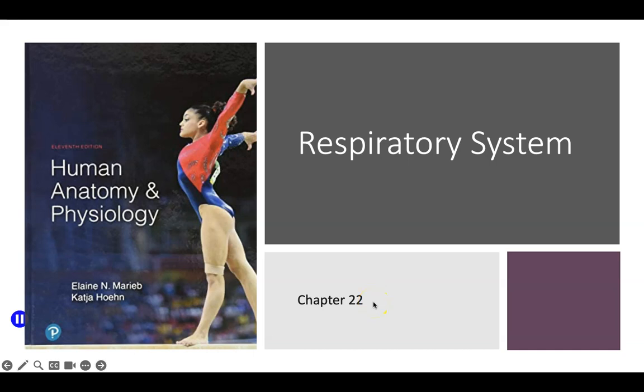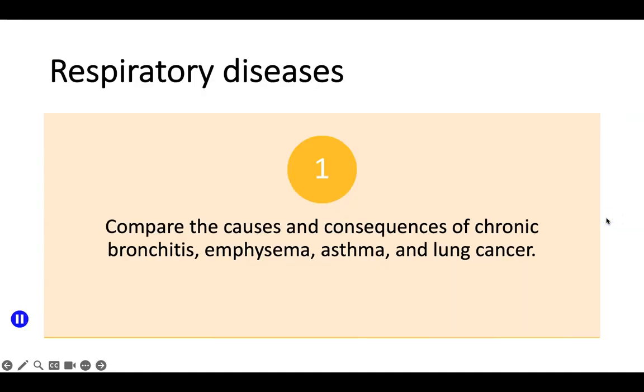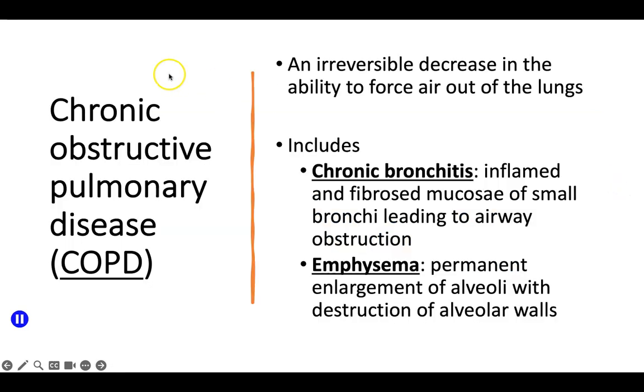In this video, I'll review concepts from Chapter 22 of Human Anatomy and Physiology 11th edition. This chapter is focused on the respiratory system. In particular, we'll look at respiratory diseases including COPD, asthma, and lung cancer. First, let's look at COPD.